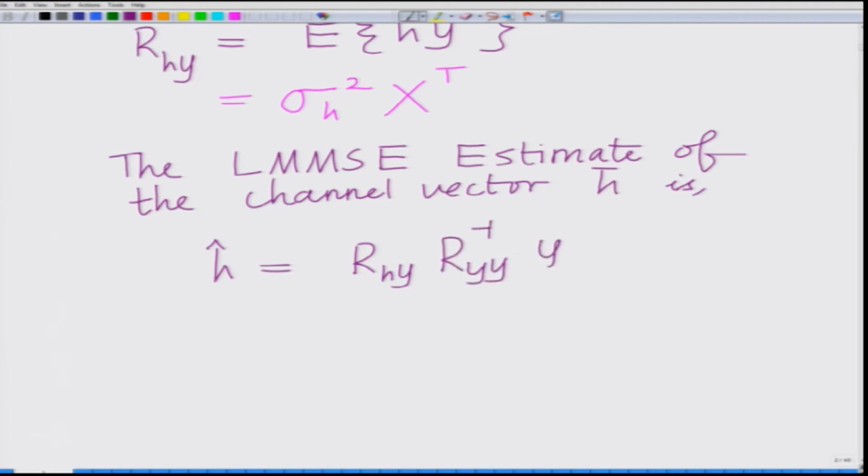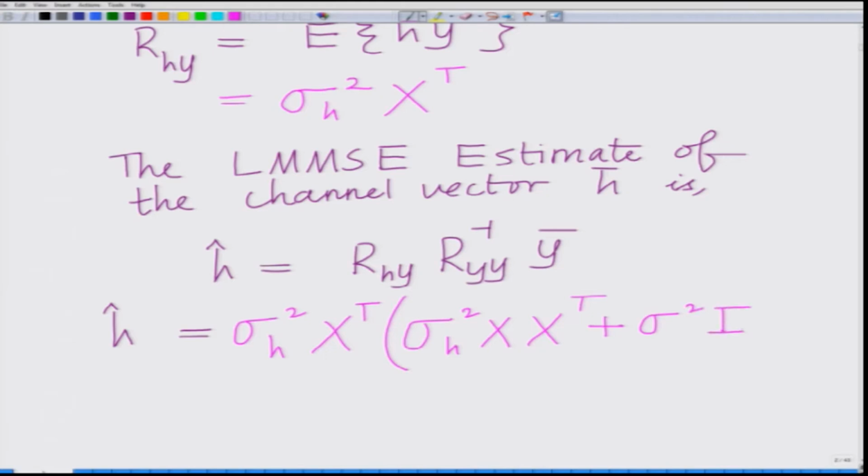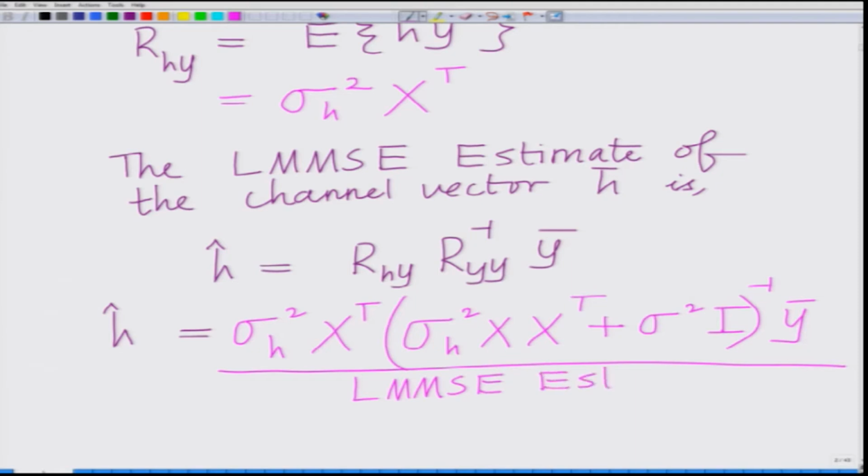into r y y inverse into y bar, which is h hat equals, now I have to substitute r h y, this is sigma h square x transpose, times sigma h square x transpose x plus sigma square times identity inverse into y bar. Okay, so this is the expression for the LMMSE estimate.